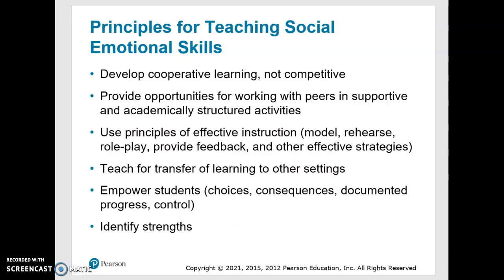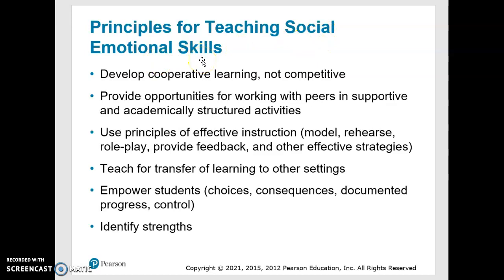Okay, some principles for teaching social and emotional skills: develop cooperative learning, where we focus on working together and not against each other, right? Try to use cooperative learning, small groups, stuff like that. Provide opportunities for working with peers in supportive and academically structured activities, not just play, but also some of those academically structured activities. Principles of effective instruction, right? Model, rehearse, role play, provide feedback, and other effective strategies. All of those things can be used to explicitly teach social emotional skills.